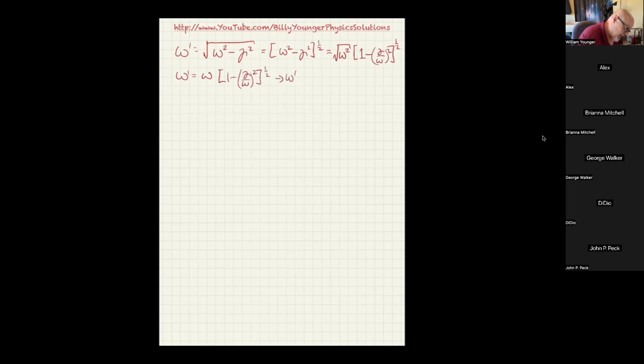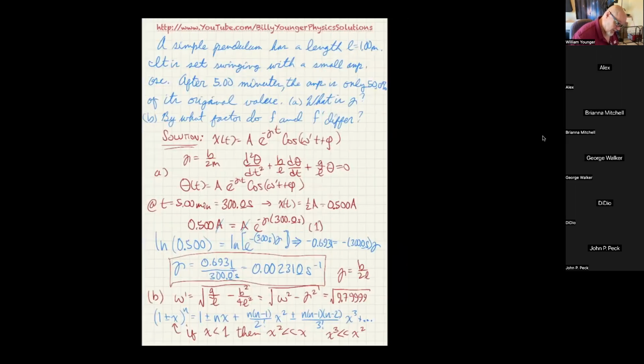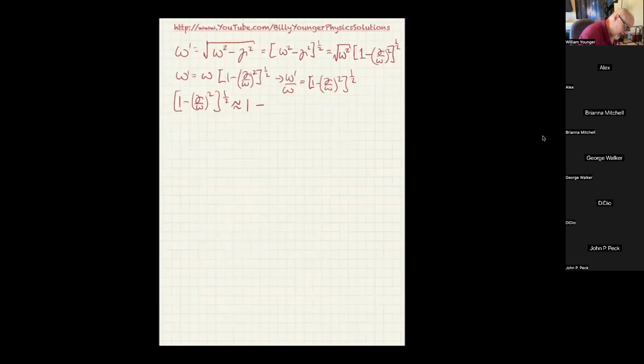Now, what this means is omega prime over omega is actually equal to 1 minus gamma over omega squared to the 1/2 power. And I'm going to say 1 minus gamma over omega squared to the 1/2 power is approximately, according to this theorem down here, approximately equal to 1 minus gamma over omega. Well, actually, let me give it a little bit of space first. The n is 1/2, and then I'm going to write gamma over omega squared like that. So everybody follow what I did? So this is going to be 1 minus 1/2.